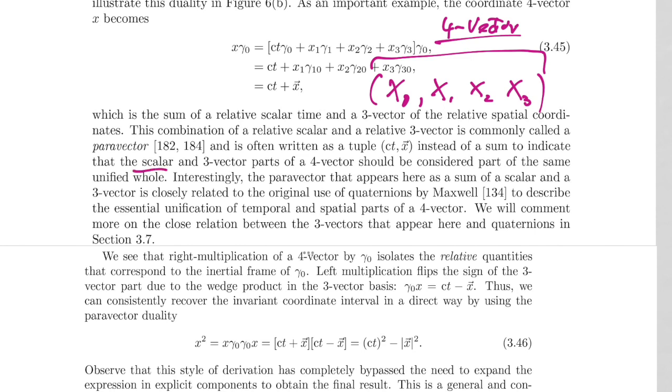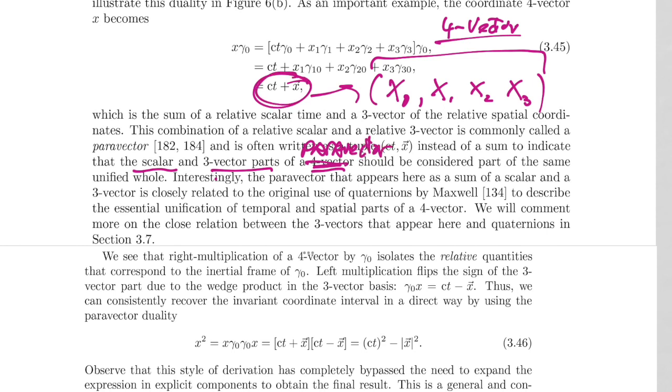So when it says the scalar and 3-vector parts of a 4-vector should be considered part of the same unified whole, a real 4-vector, they're all scalar parts, right? Every component of a 4-vector written like this is a scalar. So I think what they're trying to say is that the scalar and 3-vector parts of a paravector should be considered part of a unified whole.